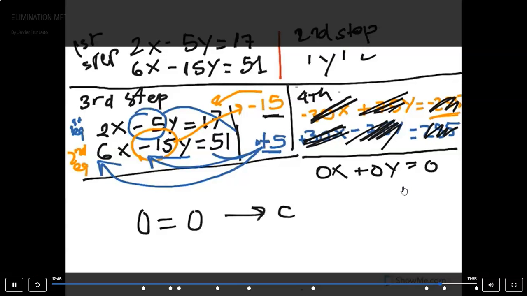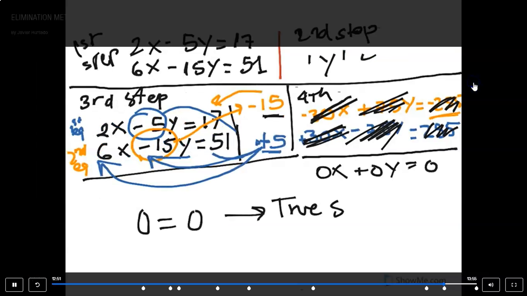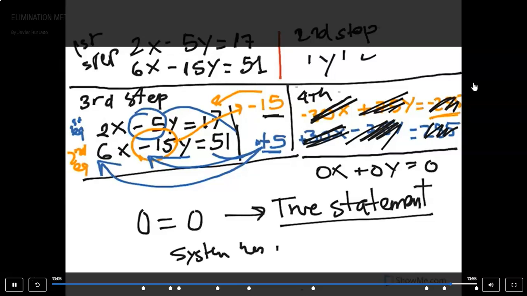This in math is called a true statement, right? Because it's true. Because 0 equals 0, then I have to say that the system has infinite, or many solutions.